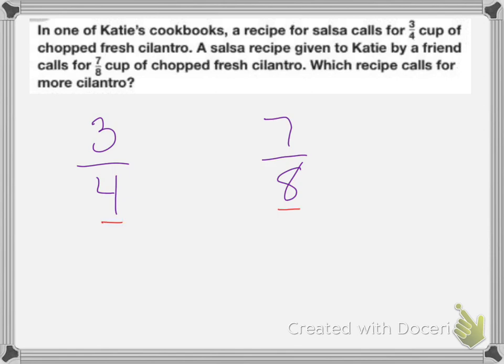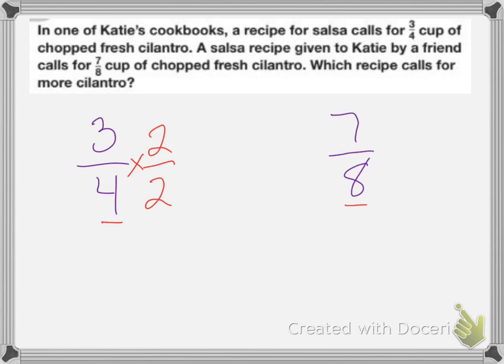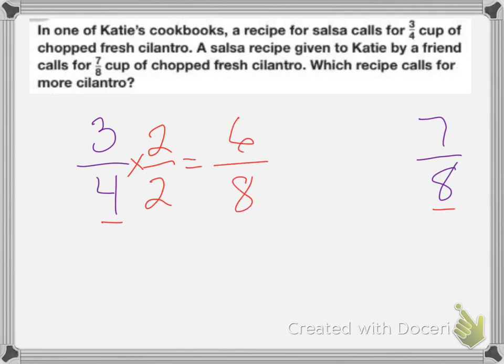We can change the fourths into eighths by multiplying 3/4 by 2/2. So if I do 3 times 2, that equals 6, and 4 times 2 is 8. So if I wanted to compare 6/8 and 7/8 now, well, I know that 7/8 is greater than 6/8. So the recipe from Katie's friend calls for more cilantro than the cookbook recipe.